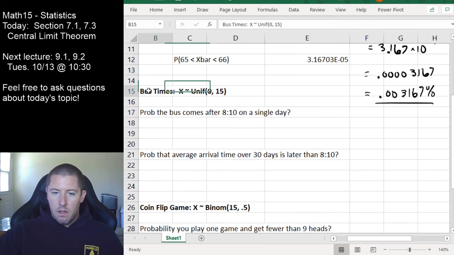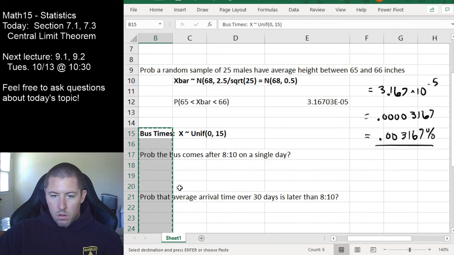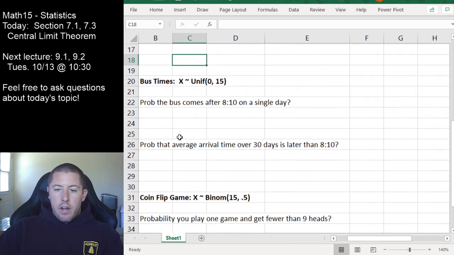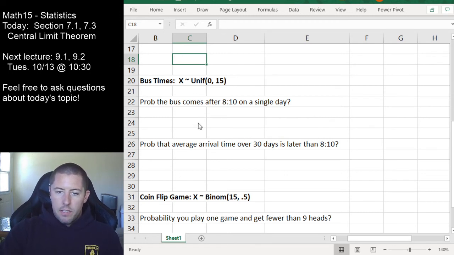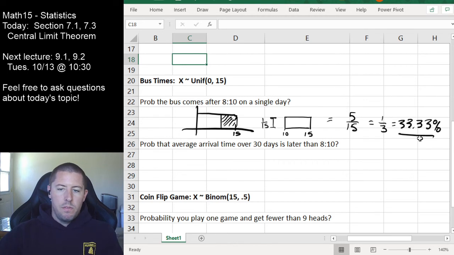So first things first, let me move those down. In our first case, the probability the bus comes after 8:10 on a single day, this one's easy. I don't even have to use Excel for this. I just go out to 15, draw my box right here. This is 10, that's 15. This is a height of 1/15. And so we're getting 5 over 15, which is just 1/3, or 33.33%, that the bus will come 10 minutes after.